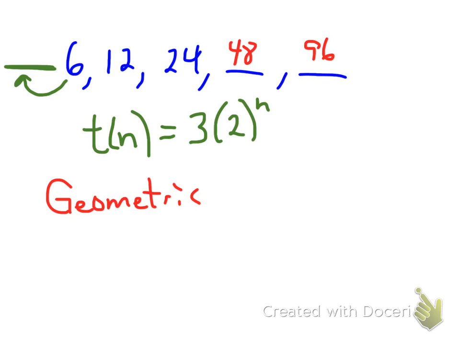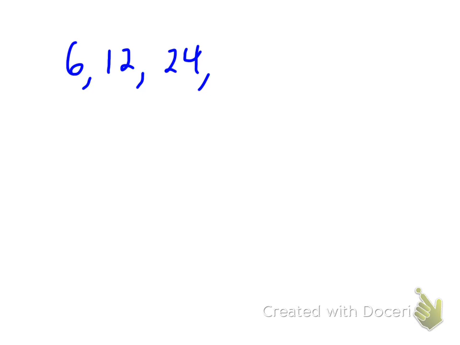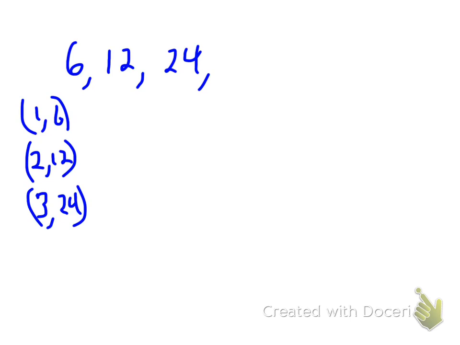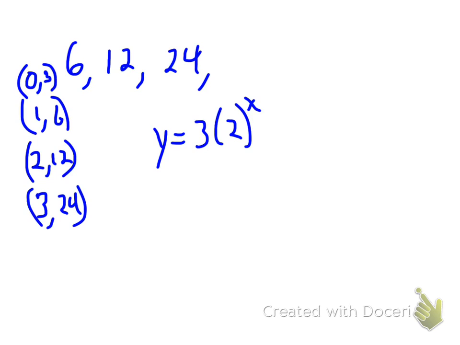Now, we also started dealing with these where they were not sequences. And that means this is exponential. So if I look at just these numbers, and I think of it being like coordinate points of (1, 6), (2, 12), and (3, 24), the equation for that is going to be y equals 3, because that would be my zero term, times 2 to the x. But it's the same thing as a sequence.